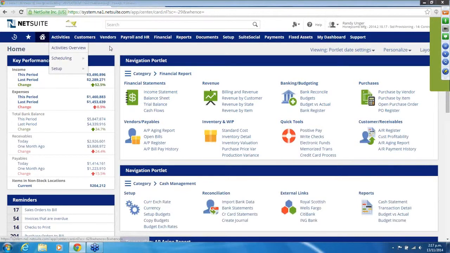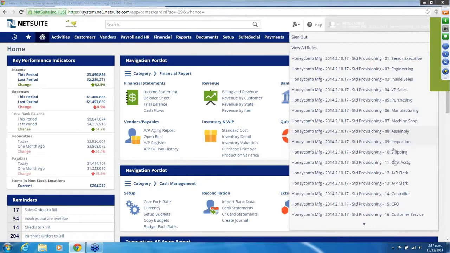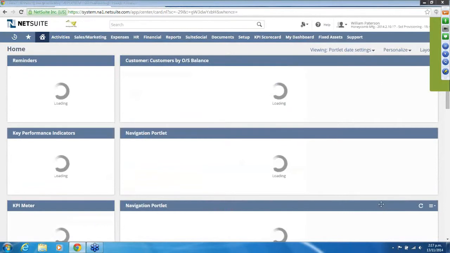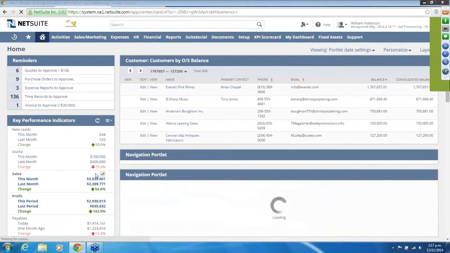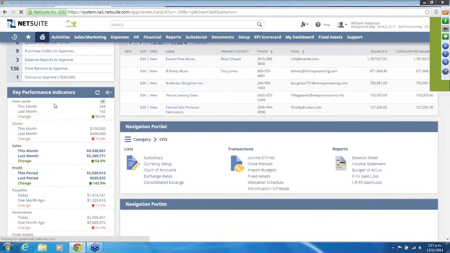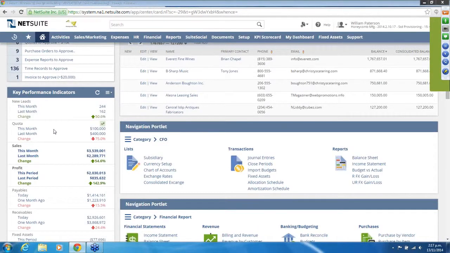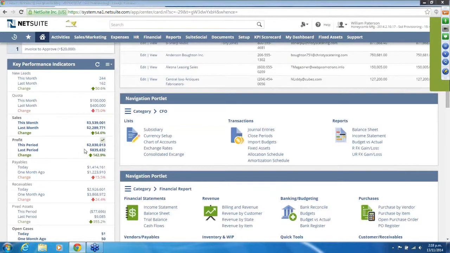Now, having looked at driving efficiencies, we can also look at how we can manage specific costs within the business. To do this, if I switch now to look at the CFO role, as the overall controller of finances in this organization, I need to see full visibility across the financial position. Again, I can have specific key performance indicators that will drive my focus.